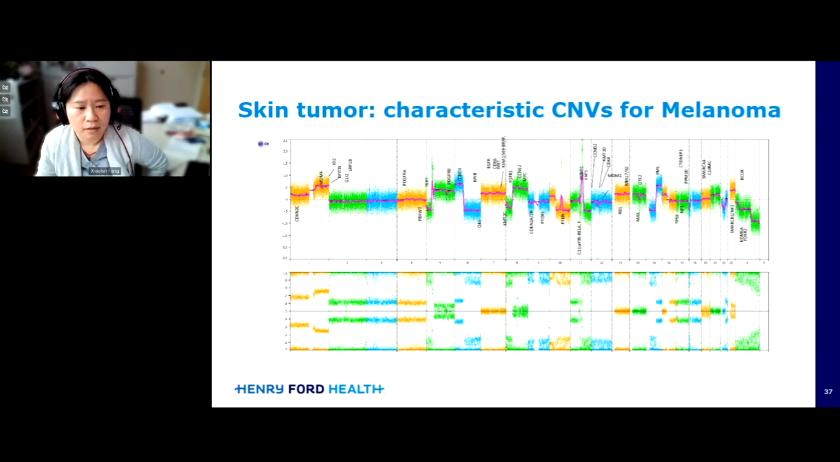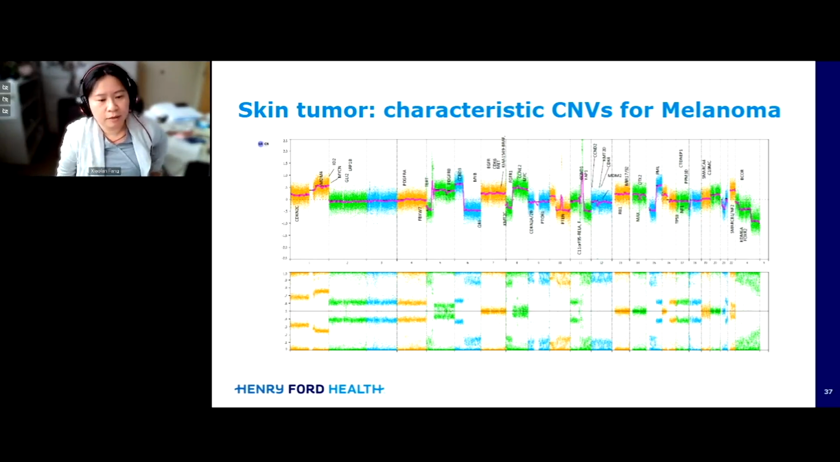So basically, an increased number of CNVs, instead of a particular type of CNVs, is more common in melanoma samples. And usually larger than 5 CNVs will be observed in melanoma samples.